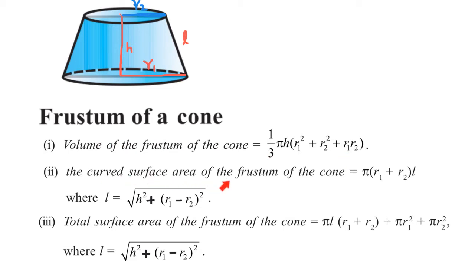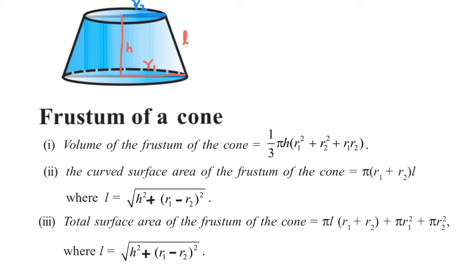The curved surface area of the frustum of the cone is given by the formula pi times (r1 plus r2) times L. How can we find the slant height L? By using the formula square root of h squared plus (r1 minus r2) the whole squared. The total surface area of the frustum of the cone is given by pi L times (r1 plus r2) plus pi r1 squared plus pi r2 squared, and L you find in the same way, square root of h squared plus (r1 minus r2) the whole squared.